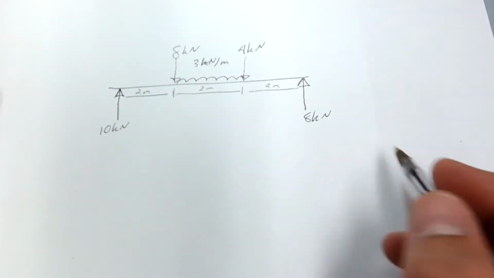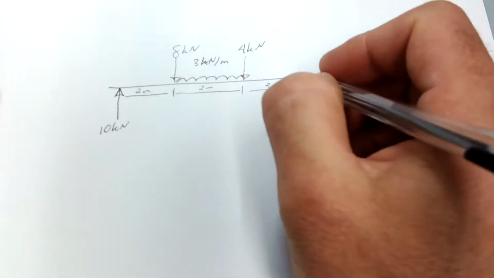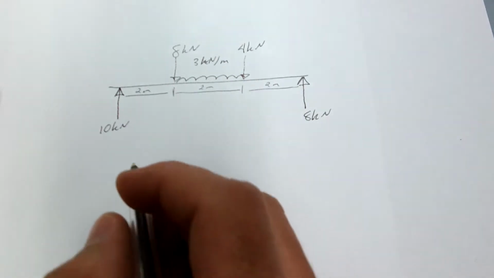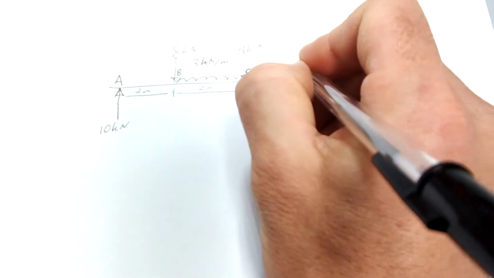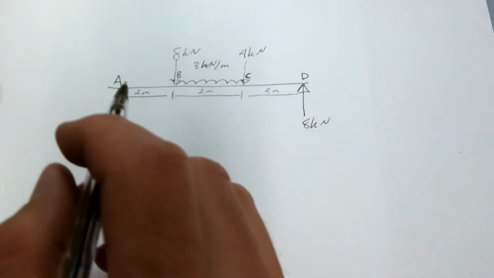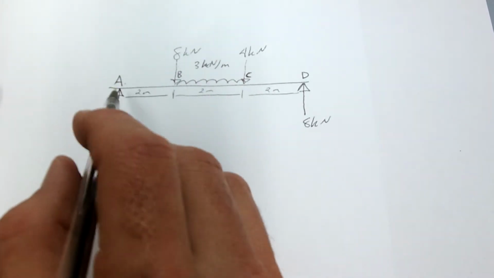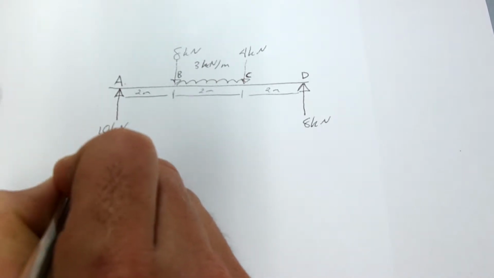Okay, let's work on doing the shear force diagram for this beam here. In this particular beam, we're going to label a couple of points. Let's label this point here A, this point here B, this point here C, and this point here D. Now we're going to start with point A, and we're going to call this shear force 1.